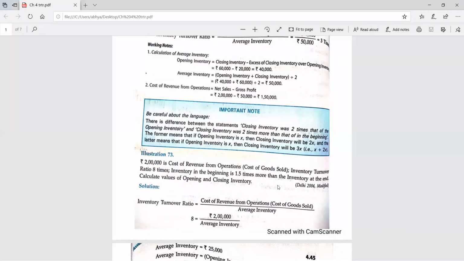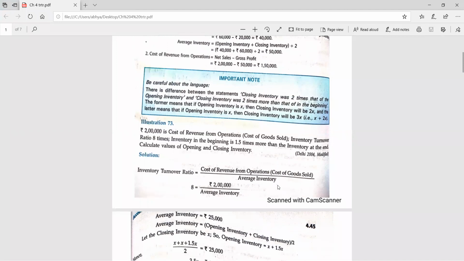By doing cross multiplication, as you all know, 8 is equal to 2 lakh upon average inventory. So by cross multiplication, 8 times average inventory is equal to 2 lakh, then average inventory will be 2 lakh upon 8, which is equal to 25,000. But here we have found only the average inventory, and we need to know the opening and closing inventory. So to find the opening and closing inventory, we have to make the equation. What is the equation? Read the second line of the question.